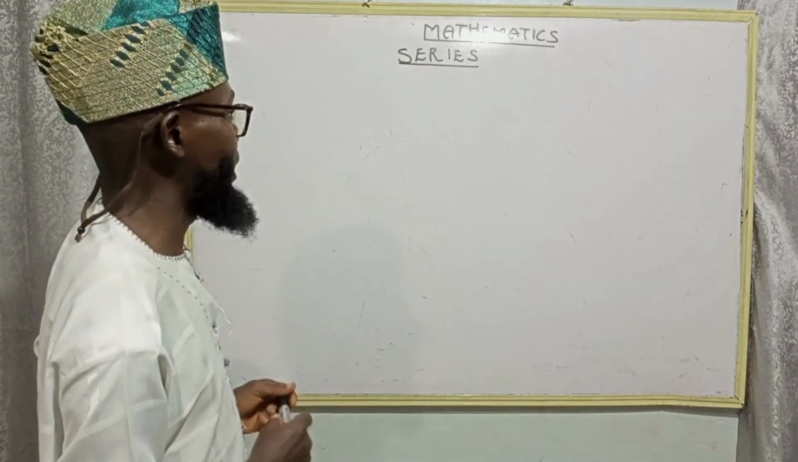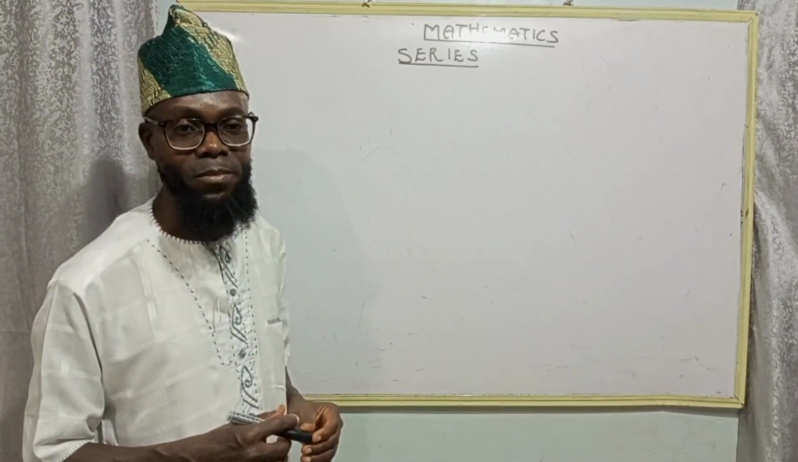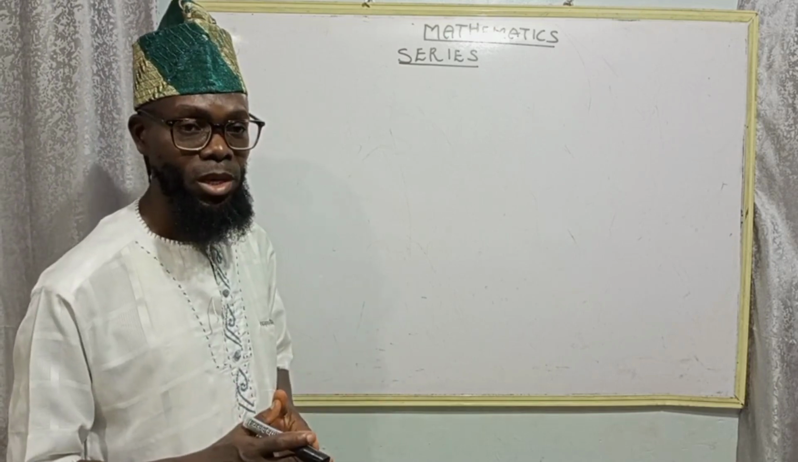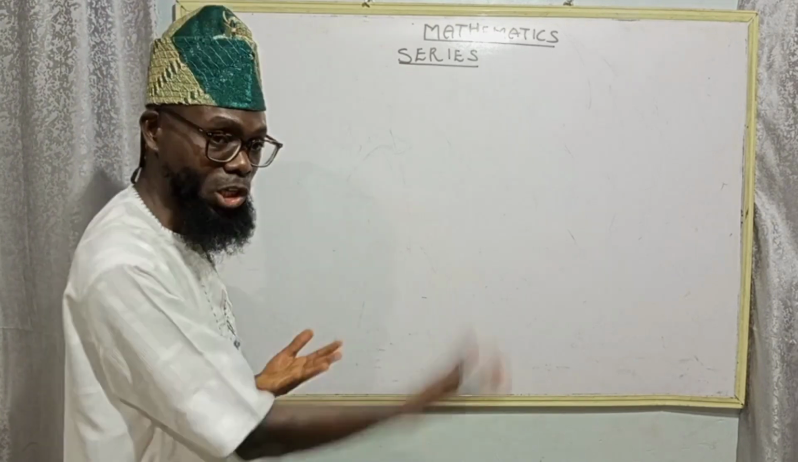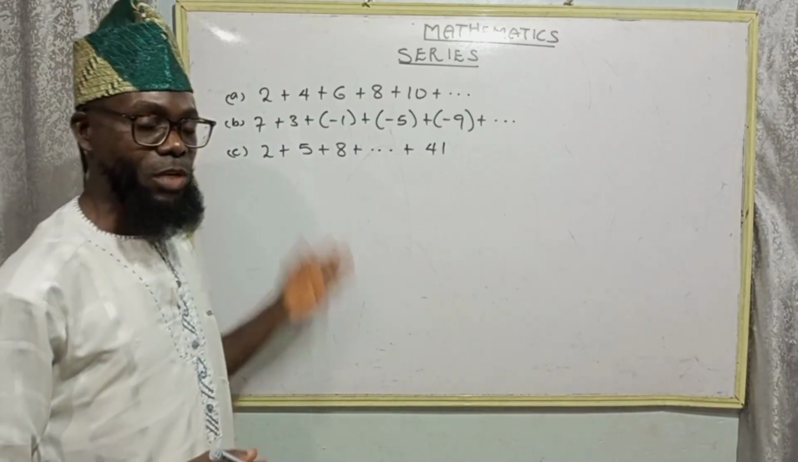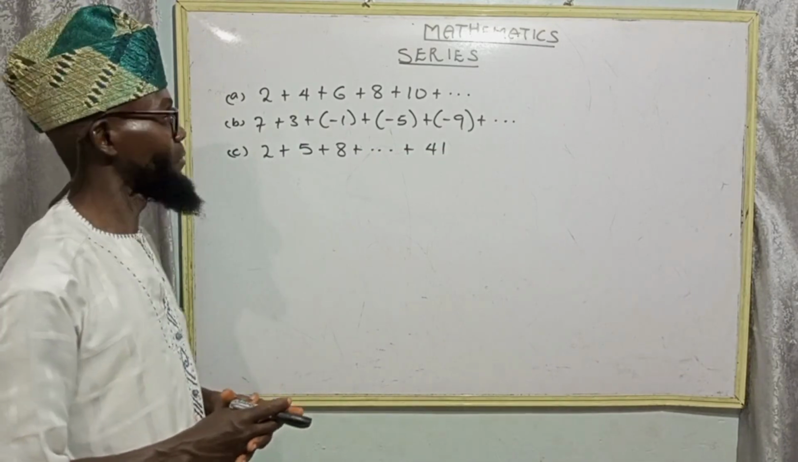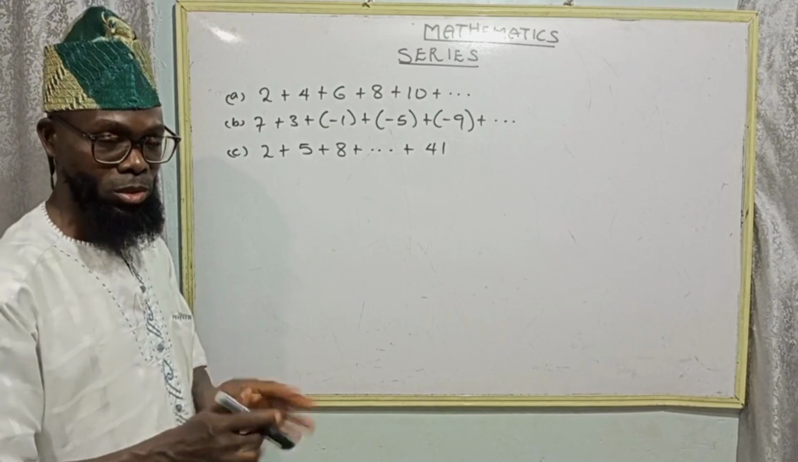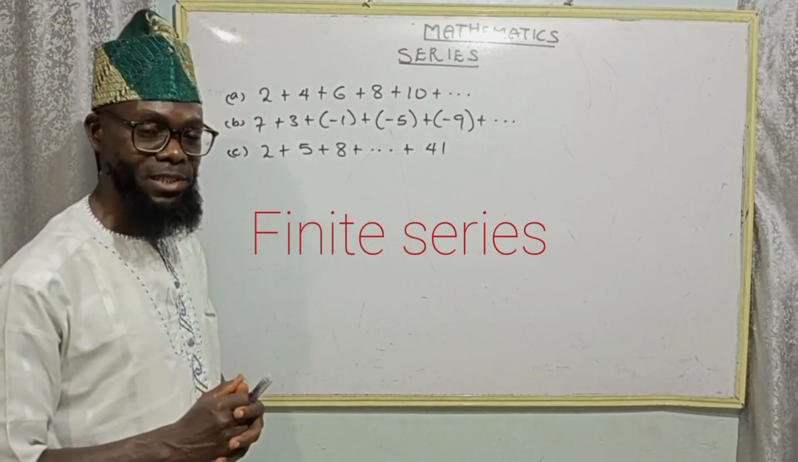Now, what is series? A series is the addition of the terms in a sequence. When the terms in a sequence are added together, the result is called a series. Let's take for example the above series A to C. These series can be divided into two: one, infinite series; two, finite series.